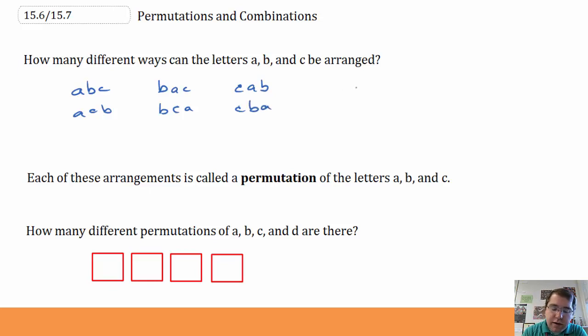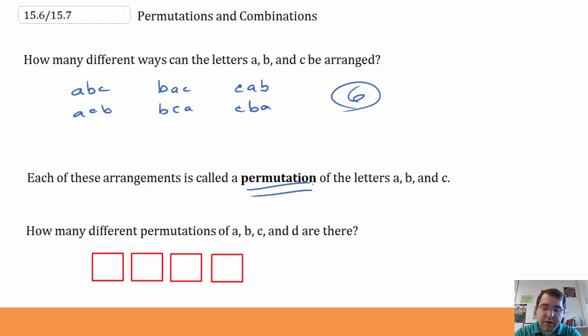So how many different ways are there? There's 6 different ways. And I wrote them all out. Well, each of these arrangements is called a permutation of the letters A, B, and C. Permutation, the order matters. The order of the arrangement matters. So let's say I had 4 letters. How many different permutations of A, B, C, and D are there?